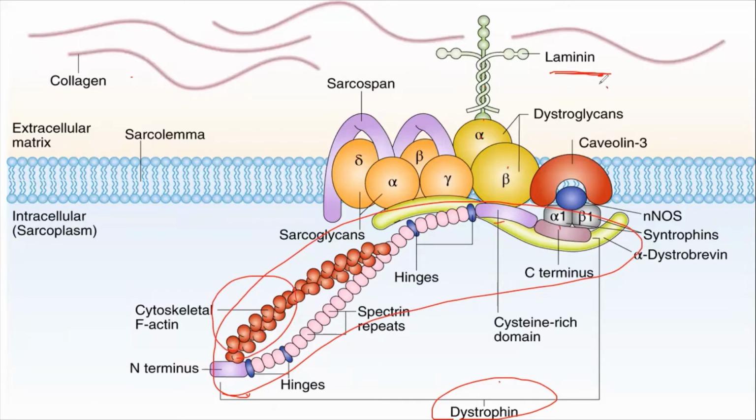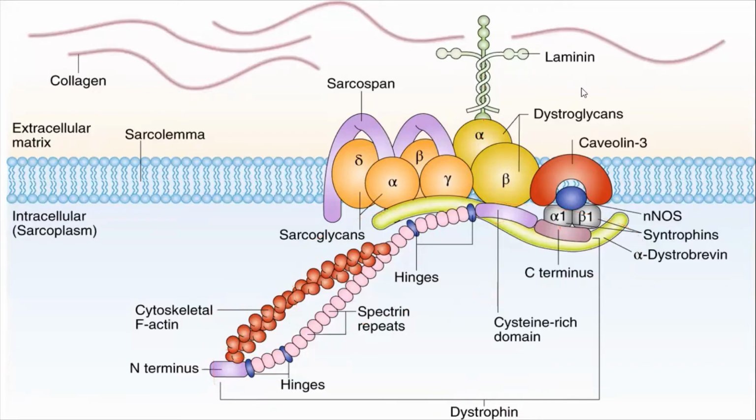So what have we done? We have connected the actin filaments and the components of the extracellular matrix with the help of dystrophin and the transmembrane proteins. Okay, only this much you have to understand about the role of dystrophin.